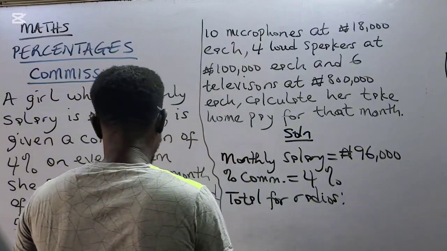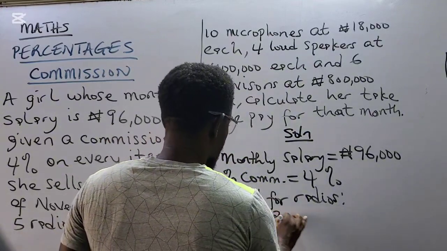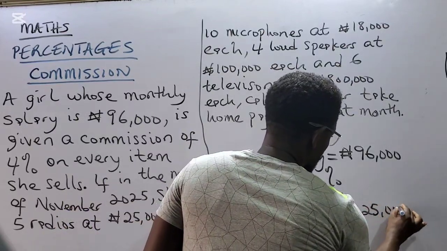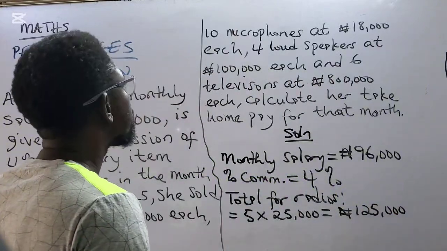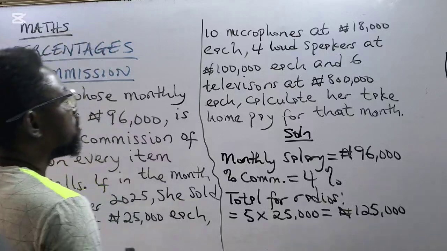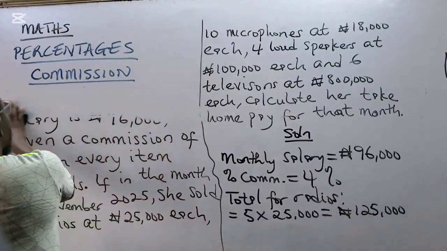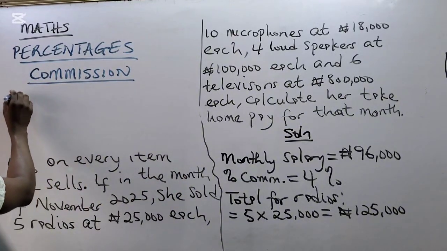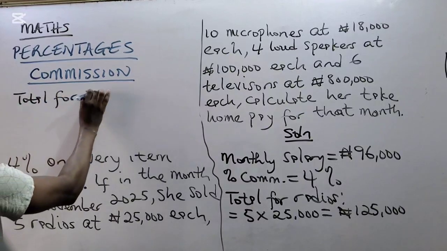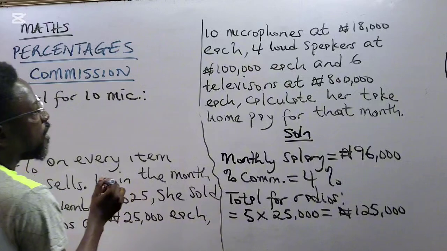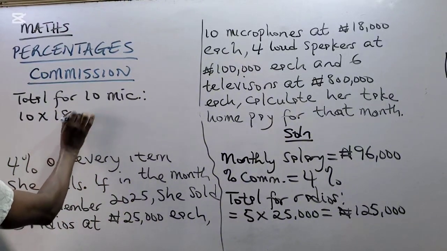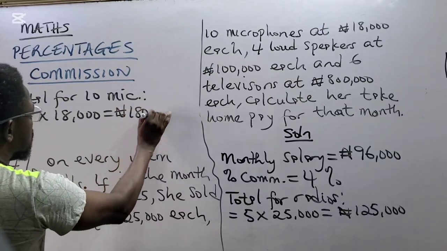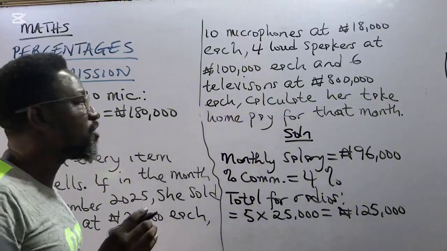The total for the radios will be 5 times 25,000. That gives us 125,000. That's the cost of the radios. Then 10 microphones at 18,000 naira. The total for 10 microphones will be 10 times 18,000. That will be 180,000 naira.